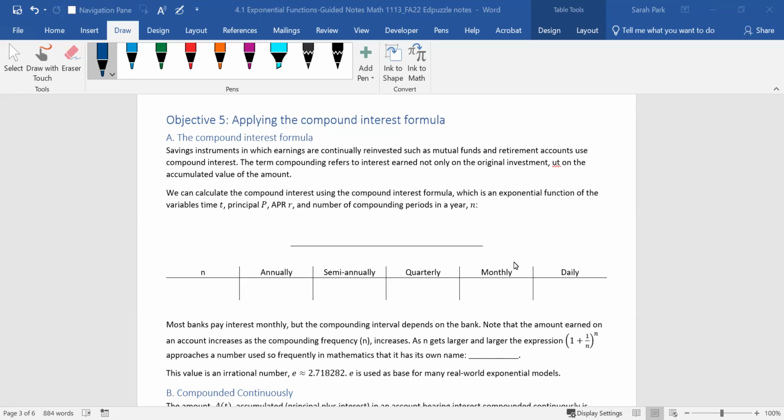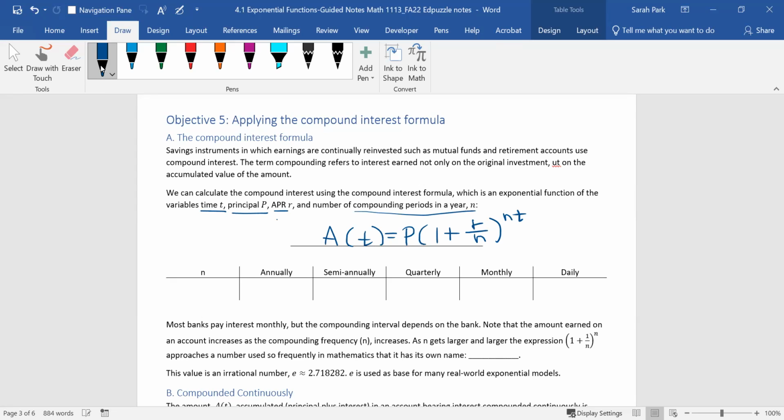Okay, we can calculate the compound interest using a compound interest formula, which is an exponential function. It uses the variables time, t, the principal, P, the annual percentage rate, r, and the number of compoundings per year. So it looks like A of t equals P times (1 plus r over n) to the nt power.